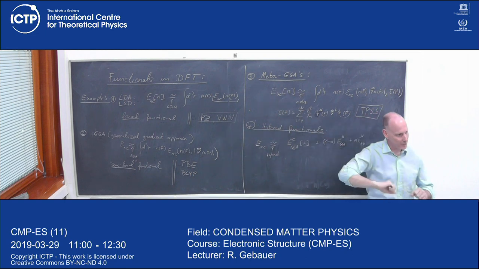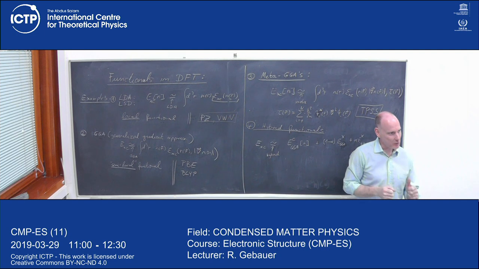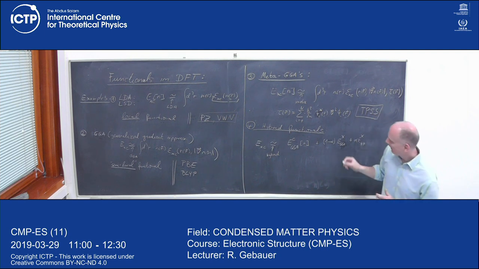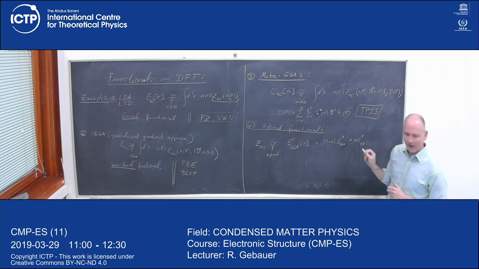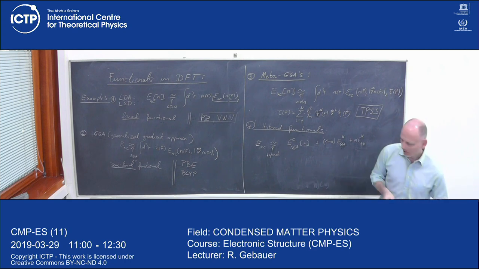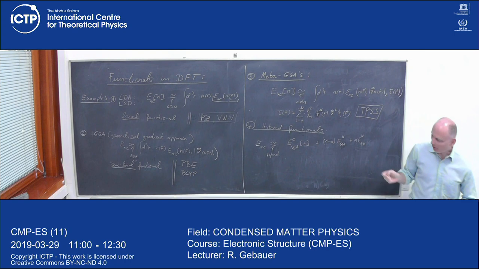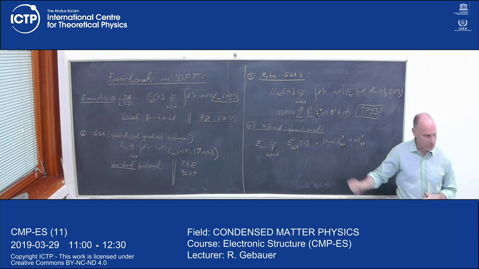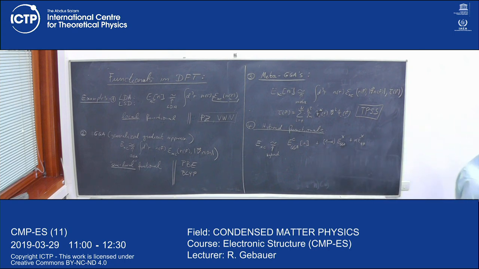And there, one can argue that some conditions are very well satisfied if this number alpha has a value of 1/2. Of course, one can argue this, but all hybrid functionals have this form. And it works quite well, but it is very slow.